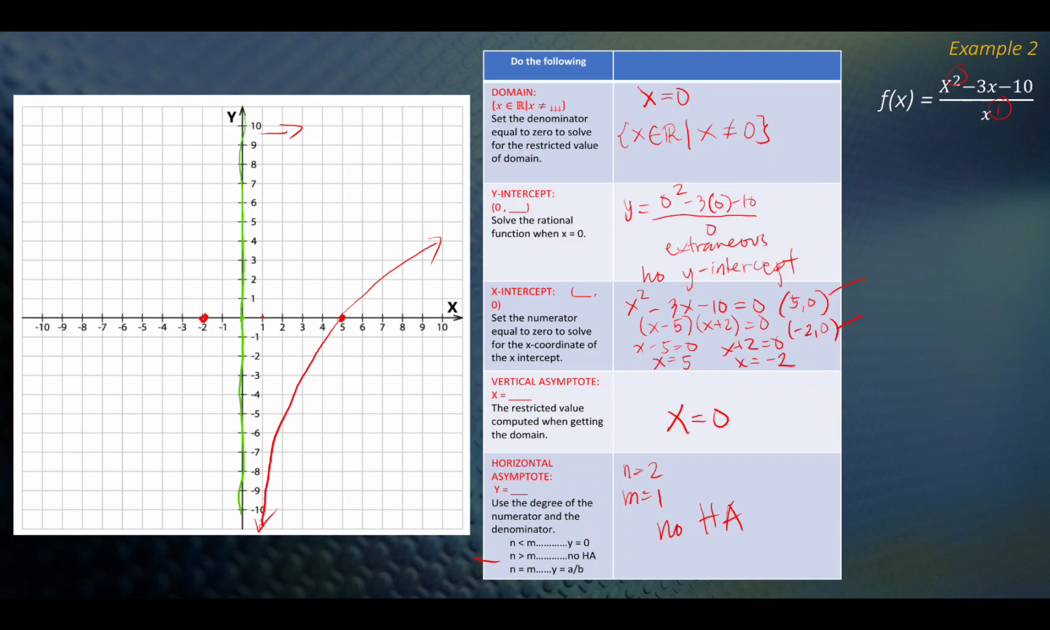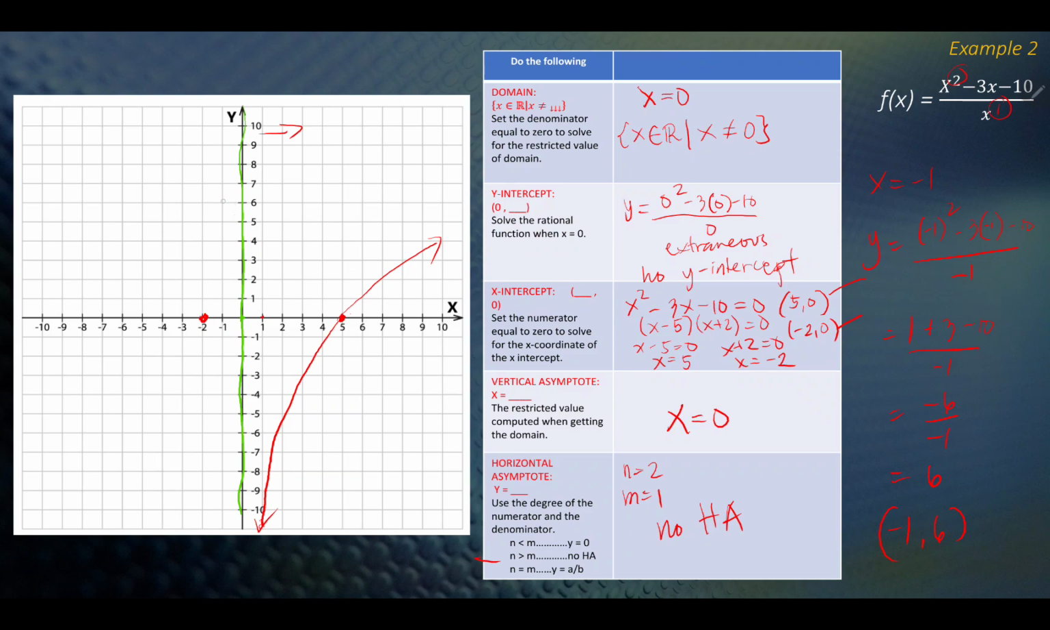So, sa left side, we have negative 1 up to negative infinity. Of course, pipiliin natin yung pinakamababa. So, we have negative 1 squared minus 3 times negative 1 minus 10 all over negative 1. So, we have positive 1. And then, negative 3 times negative 1 is positive 3, minus 10 over negative 1. So, we have 1 plus 3 is 4, minus 10 is negative 6 over negative 1. That's positive 6. So, we have the ordered pair negative 1, positive 6.